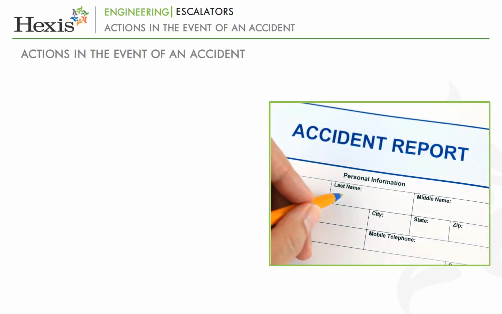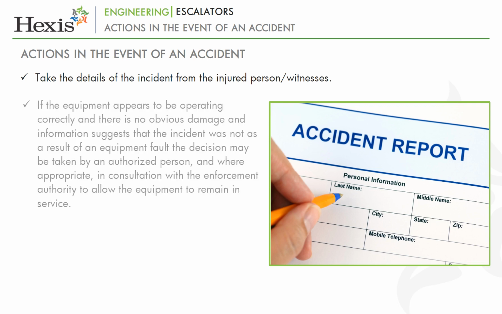Let us understand what are the actions that need to be recorded if any accident of an escalator is reported. Take the details of the incident from the injured person or witnesses. If the equipment appears to be operating correctly and there's no obvious damage, and information suggests that the incident was not a result of an equipment fault, the decision may be taken by an authorized person, and, where appropriate, in consultation with the enforcement authority, to allow the equipment to remain in service.